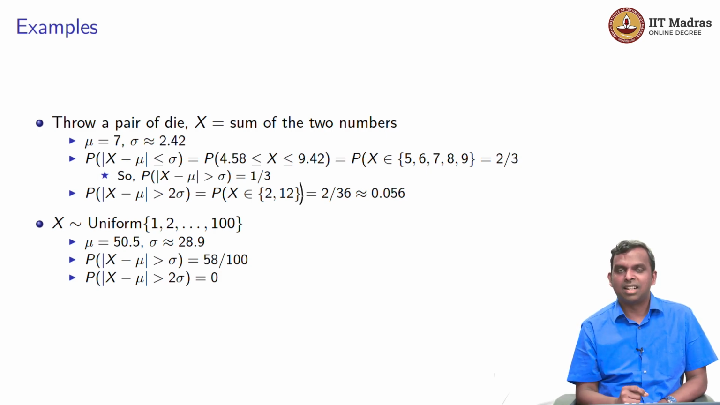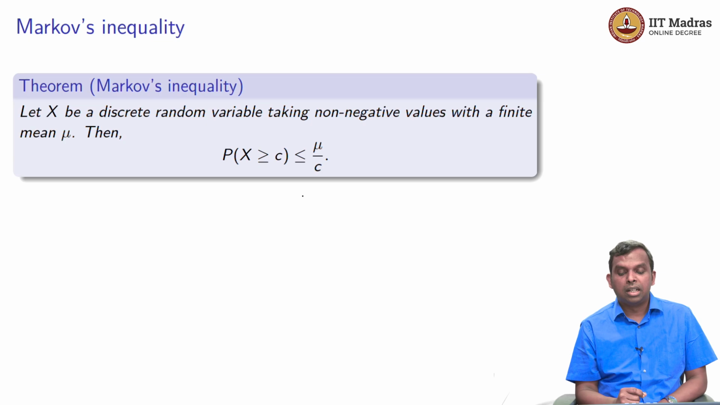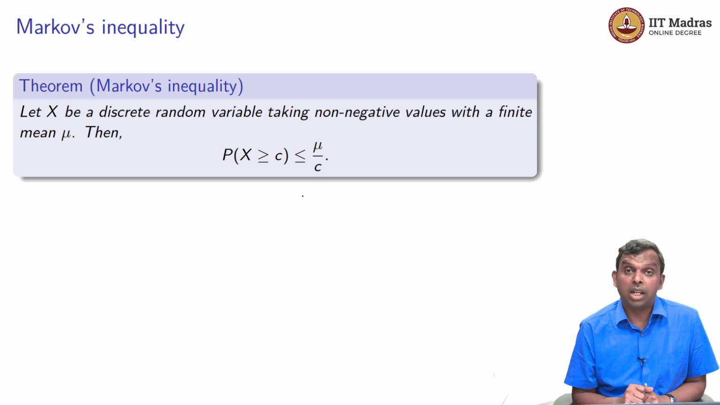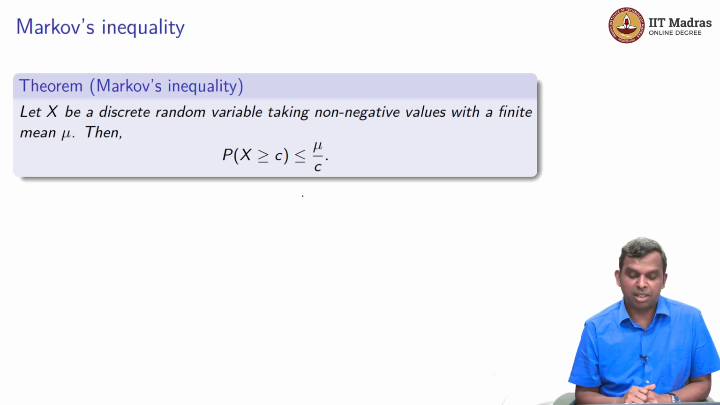We'll also see, like I said, precise bounds that give you upper bounds on how likely it is that the random variable deviates from its mean. The first such inequality is called Markov's inequality. It's a very famous inequality.